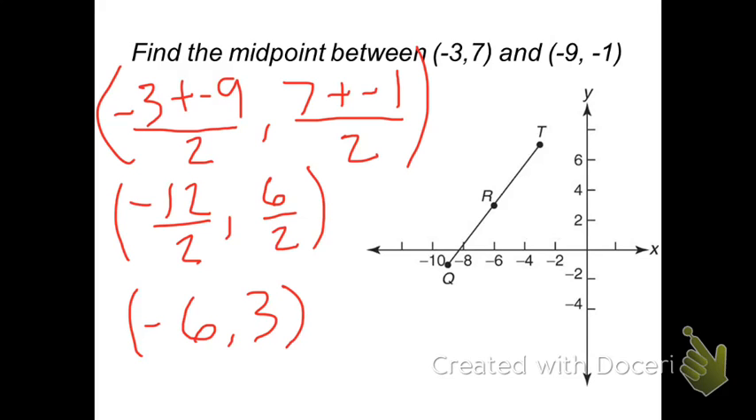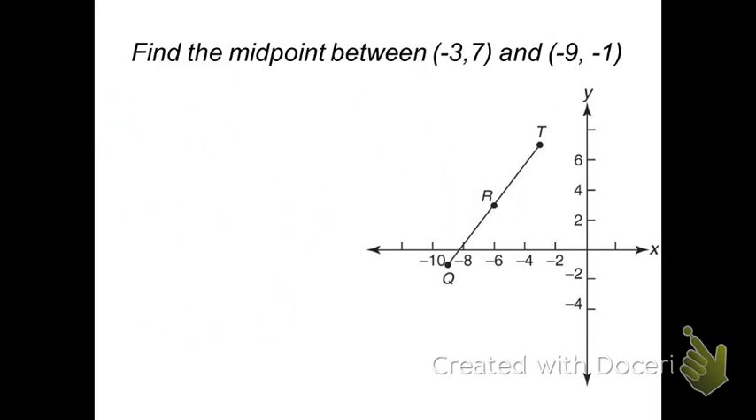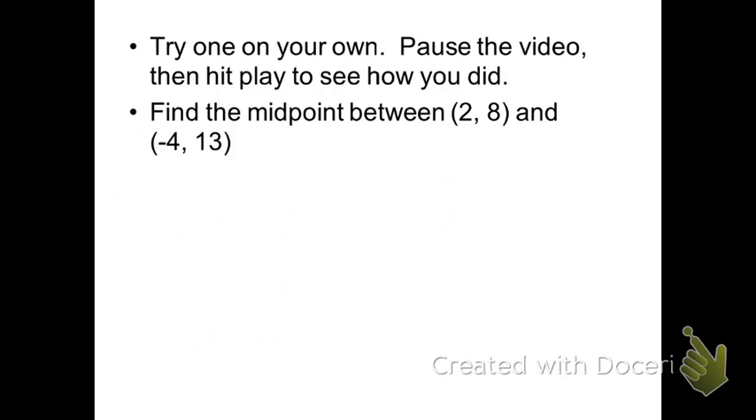And if you look at the graph, our midpoint is R, and that is right at -6, 3, and it's right in the middle of Q and T, our 2 endpoints. So now I'd like you to try one on your own. So do this one on a separate piece of paper. Pause the video right now as you try it, and then hit play once you want to see how you did.